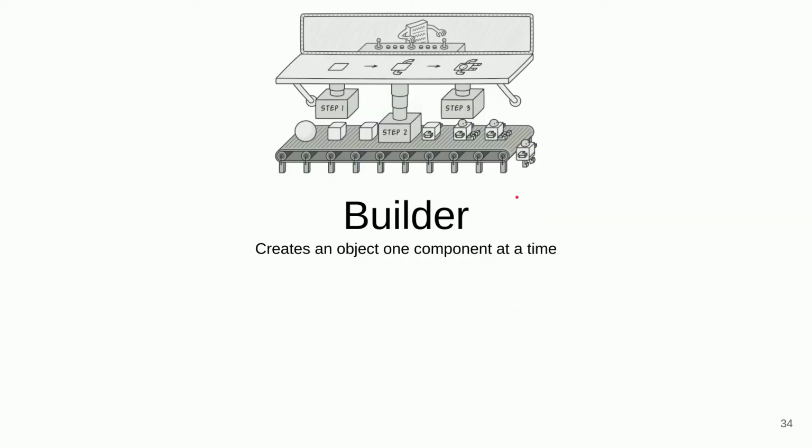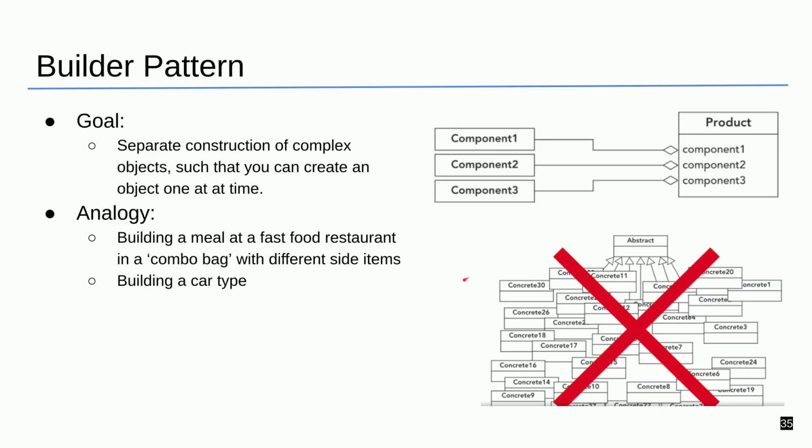Okay. Another one that's related is the builder pattern, creating an object one component at a time. The idea is that you separate the construction of complex objects such that you can create an object one piece at a time. So what does that mean? Well, perhaps the analogy is building a meal at a fast food restaurant in a combo bag with different side items, or building a car.